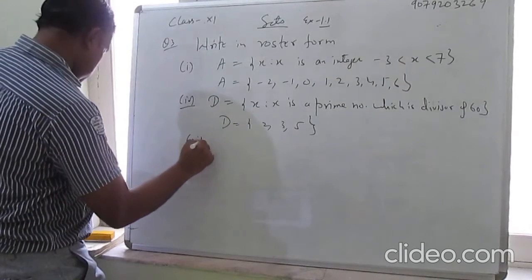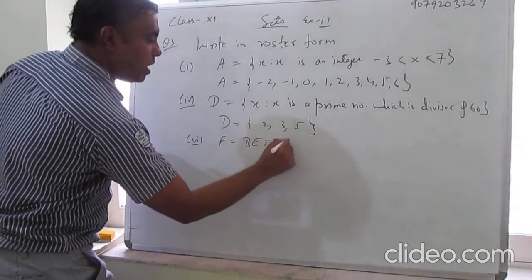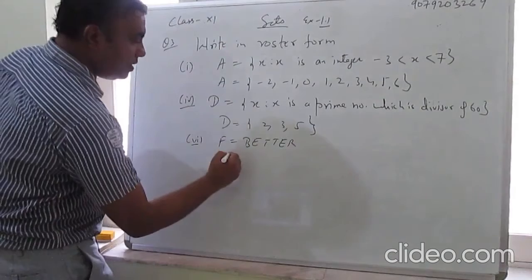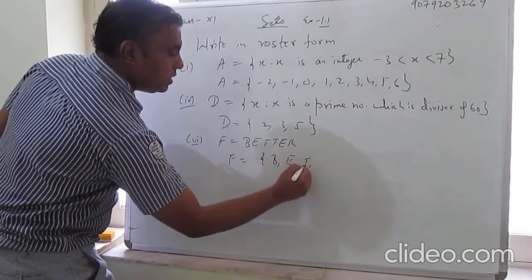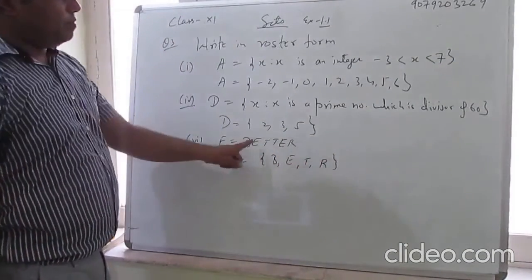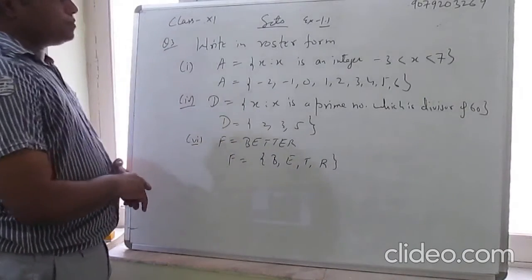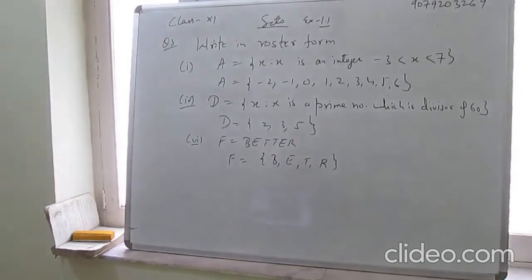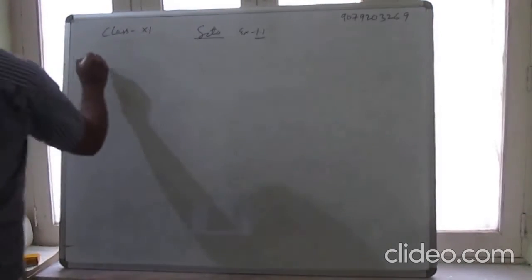Sixth, the set of words F is given: B E T T E R. Better to write in tabular form, roster form: B, E, T. The repeating letters are written one time. T comes two times, so we write it once; E comes two times, so we write it once.